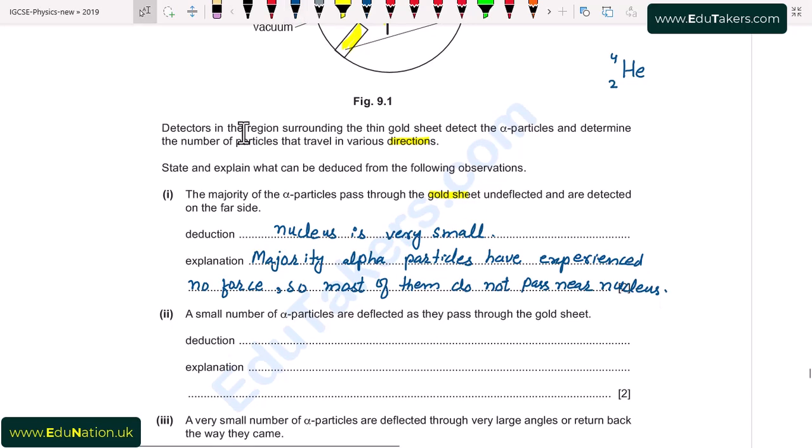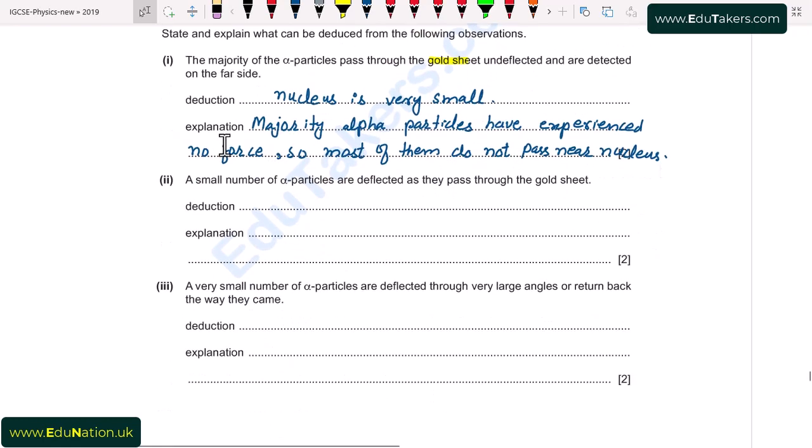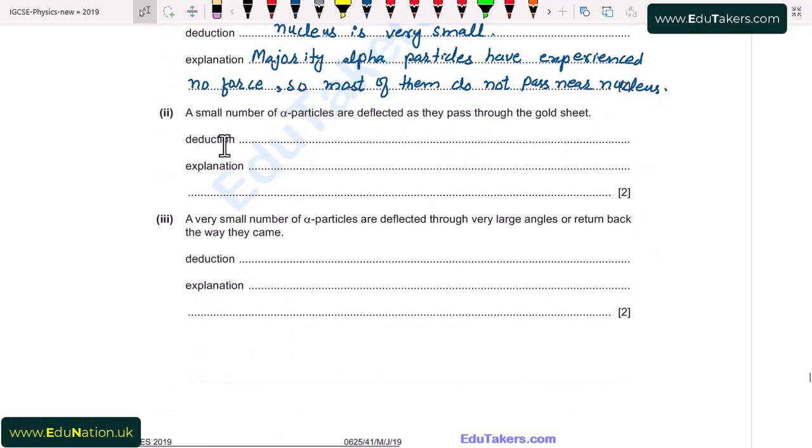Part 2. A small number of alpha particles are deflected as they pass through the gold sheet. Now, here is a deflection of alpha particles. It means that the nucleus is charged. We know that the alpha particle has charge. It is a charged nucleus. That's why if it gets deflection, it means that it collides with the nucleus which is also charged. So I write here nucleus is charged.